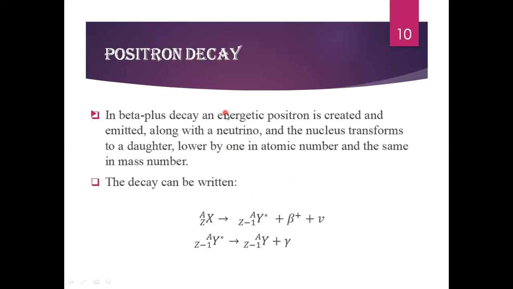The next one is the positron decay. In beta plus decay, an energetic positron is created and emitted along with a neutrino, and the nucleus transforms to a daughter lower by 1 in atomic number and the same in mass number.